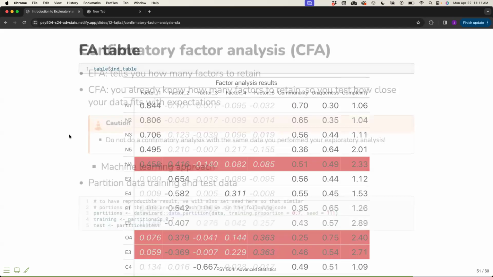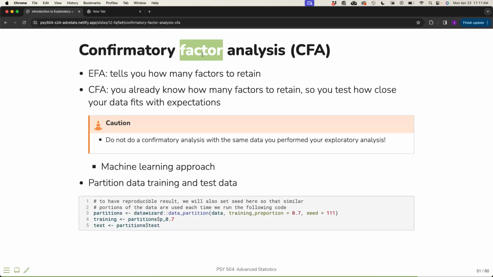But there's that. All right, so now I want to talk a little bit about confirmatory factor analysis. So EFA tells us how many factors to retain. So here we retain 5 factors. Confirmatory factor analysis, which remember is under the umbrella of structural equation modeling, tells us how closely our data fits our expectations, or how closely our data fits that model. So is a 5-factor solution really the best model for our data? So we can test this with confirmatory factor analysis.